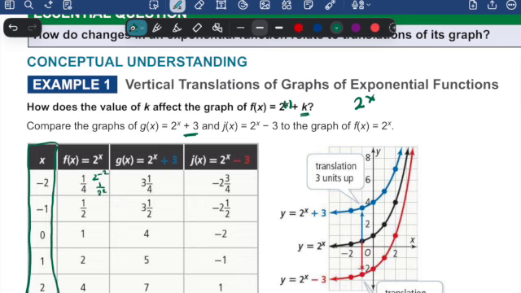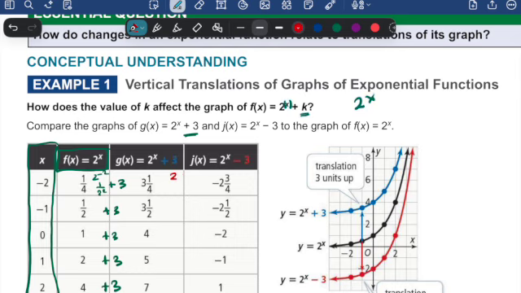And then we could do the same for the other inputs. Okay, 2 to the 0 is 1, and then I add 3, I get 4. So all we're doing is we're taking f of x, our parent function here, and then adding 3 to get to g of x. That's all we're doing there. Okay, and we could graph those points. We could graph x comma g of x, and then we would be graphing j of x by subtracting 3. So then we're going to take f of x, and then we're going to subtract.